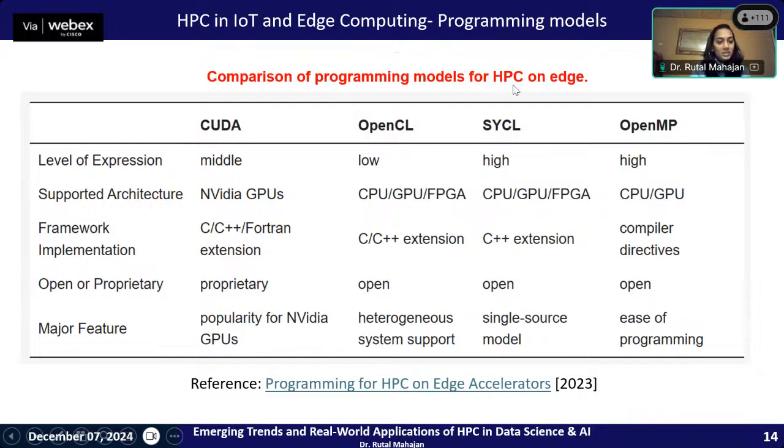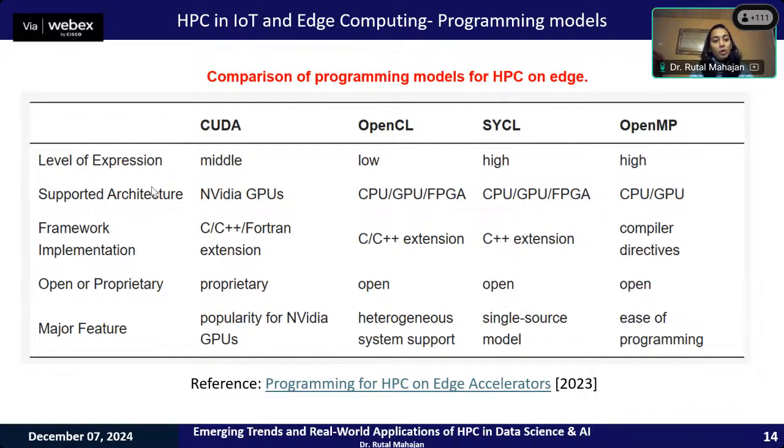For that, this comparison is given, like the level of expression. With CUDA, we can say it is a middle level of expression. OpenCL, it's low. For SYCL, its level of expression is high, and OpenMP is also high. For supported architecture, CUDA only supports NVIDIA's GPU. OpenCL supports CPU, GPU, FPGA. SYCL does the same. OpenMP supports CPU and GPU.